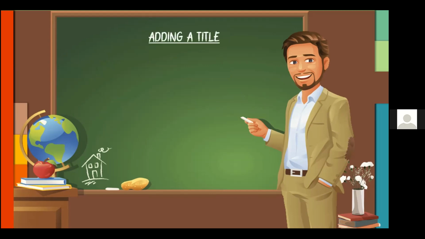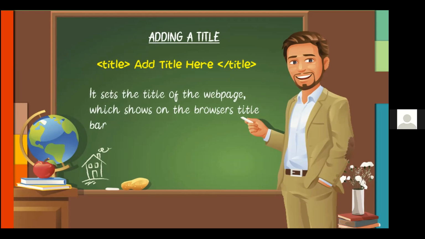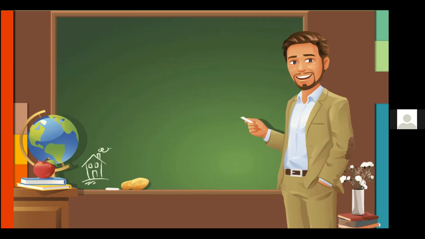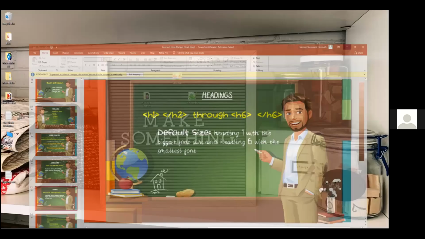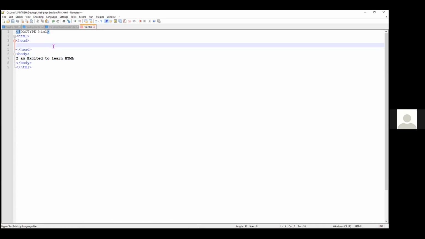We will check the next tag, adding a title. You can add a title to your web page using the title tag. It sets the title of the web page, which shows on the browser title bar. Now let's code this, and the title goes inside the head tag.